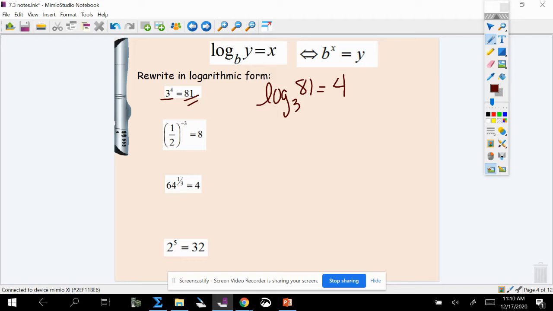So we would say log base 3 of 81 equals 4. Next one, your base number is going to be the 1/2. Your big number is going to be the 8. And a logarithm will always equal the exponent.